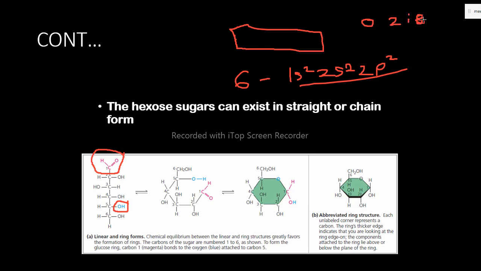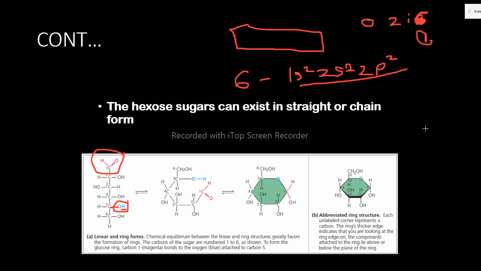Which is 2 to 6. After bonding, it will gain 2 electrons. Now the 2 electrons form a bond. Good enough, we have oxygen here. So the oxygen will use 2 electrons to form this bond and another bond with this hydrogen.